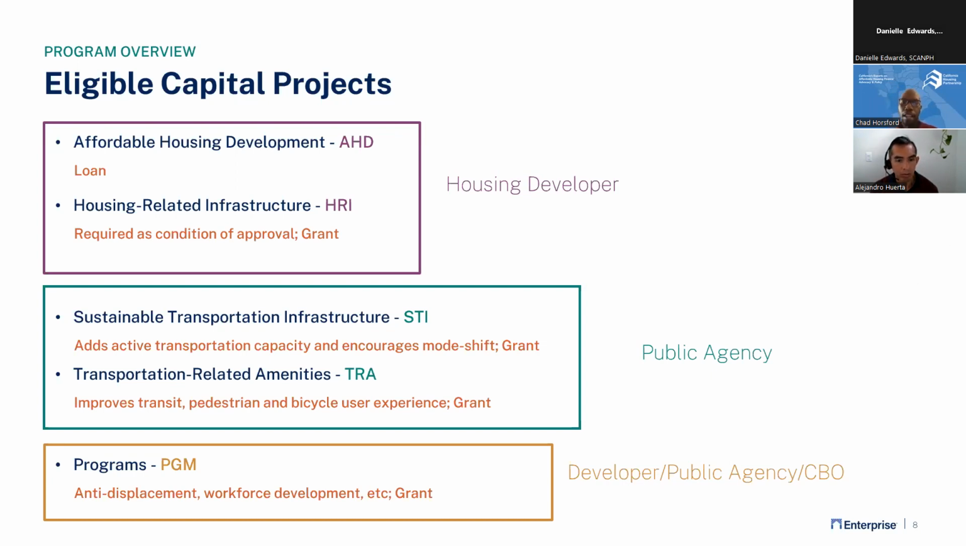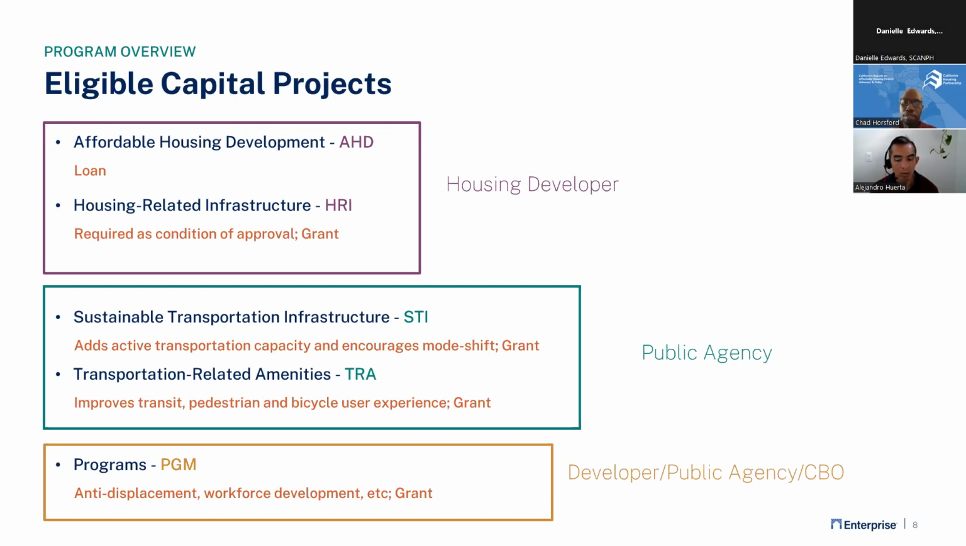There are various program elements that are tied to scoring within the program. So as you dive into the AHSC application and see what you need to get points on, it'll also push you to think a bit more about programming elements that you can help to support. For example, there are points tied to anti-displacement work, as well as workforce development. And those items can be supported through the program funds that you apply for here.